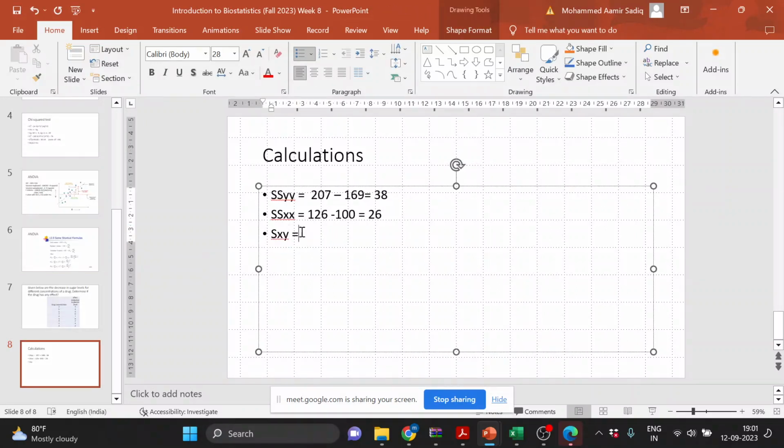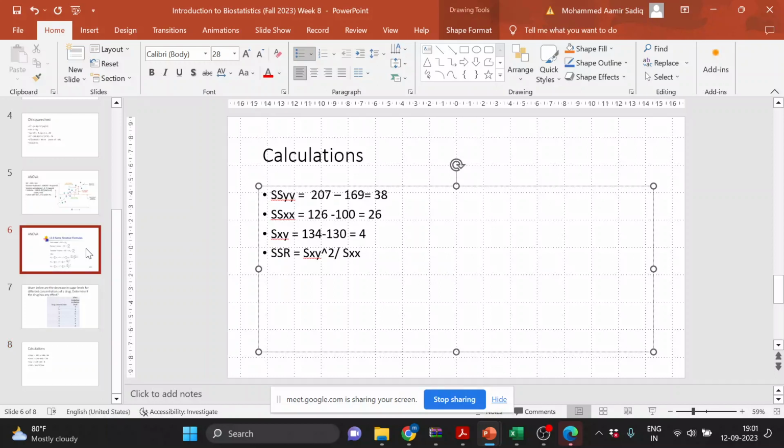SXY is 134 minus 130, which is equal to 4. Okay, now we have all three values. What is our variance explained, or R square? SSR, that is the variation explained, is nothing but SXY squared divided by SXX.